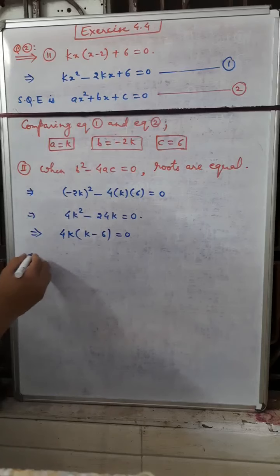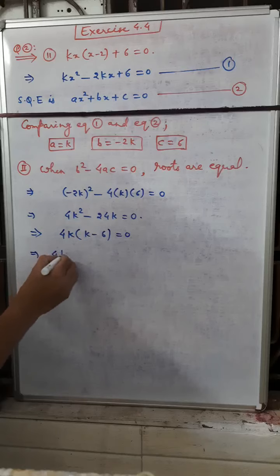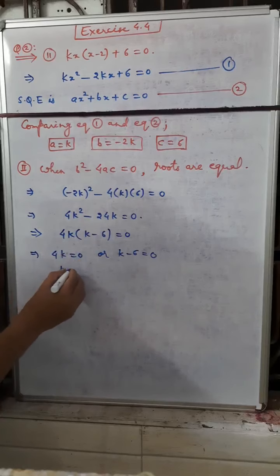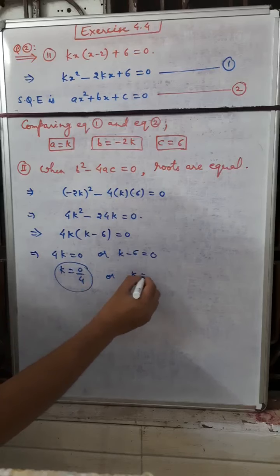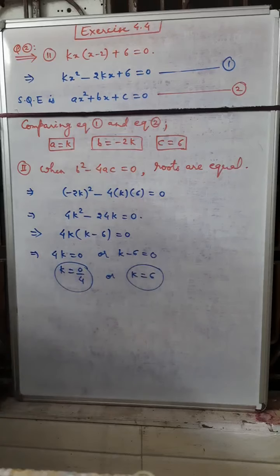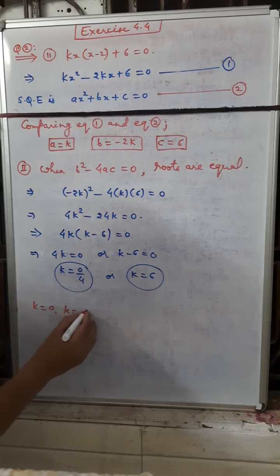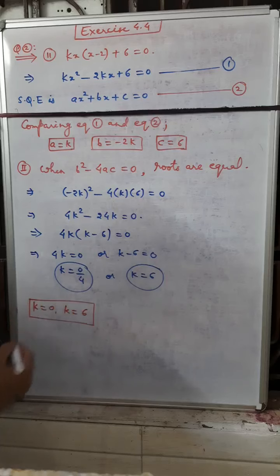So now that means we have factorized it into 2 parts. That means 4k is equal to 0 or k minus 6 is equal to 0. So k is equal to 0 by 4, or second condition k is equal to 6. So there are 2 possible values of k. k is equal to 0 by 4 means k is equal to 0, or k is equal to 6. So there are 2 possible values of k for finding the 2 equal roots here.